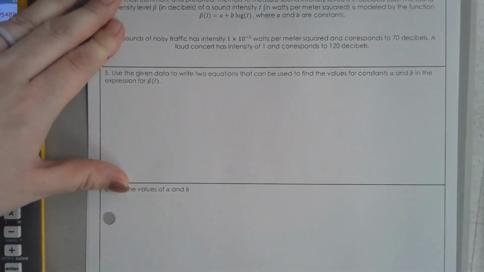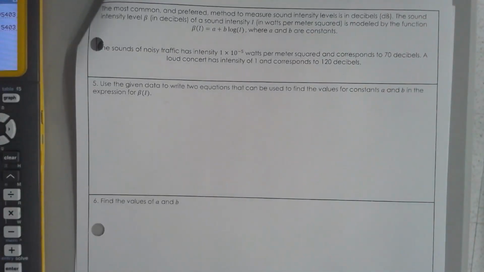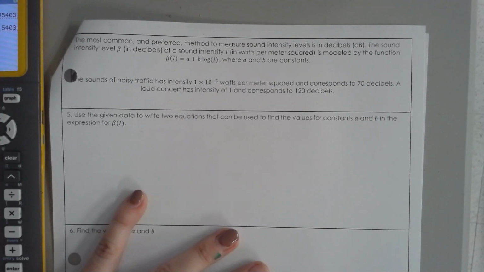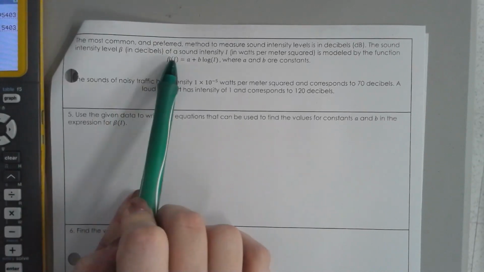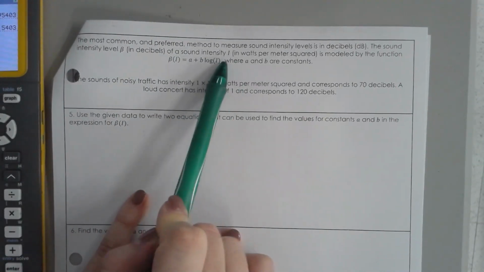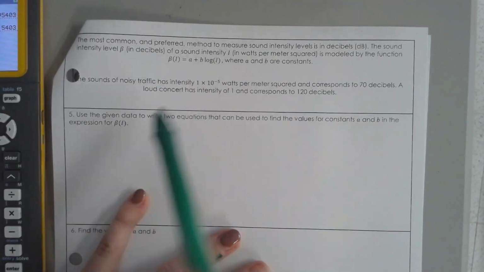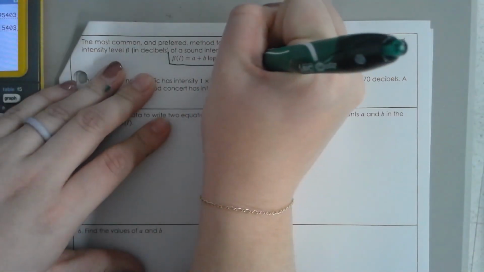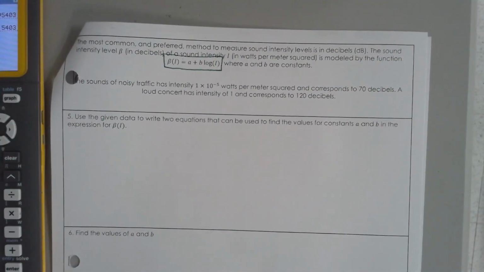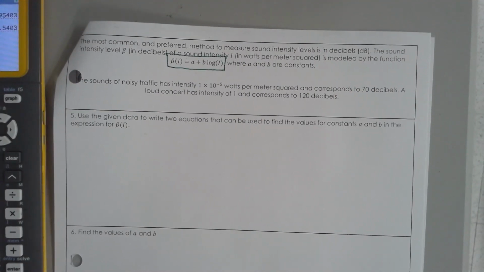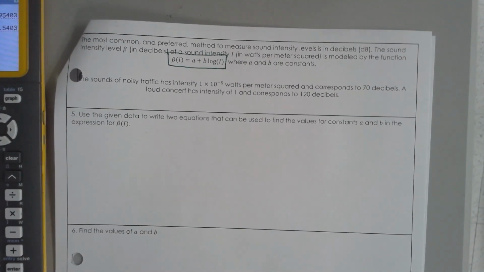Okay. All right, last one. This one is wordy. Okay. The most common and preferred method to measure sound intensity levels is in decibels. The sound intensity level, this is beta in decibels, of a sound intensity I in watts per meter squared is modeled by this function where A and B are constants. And then it gives us two data points.